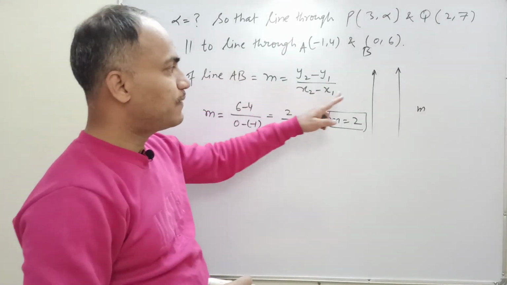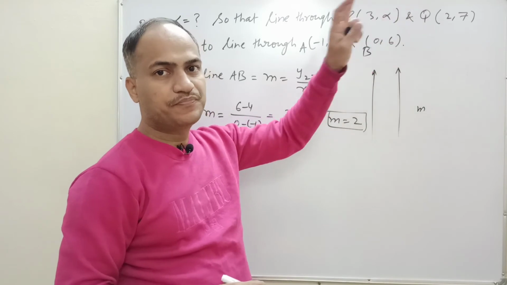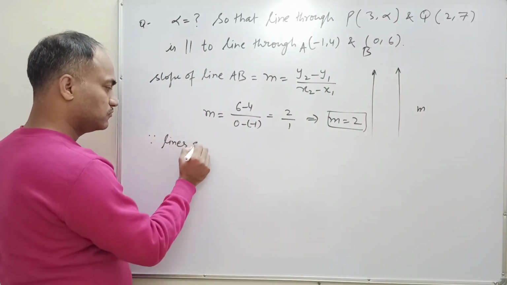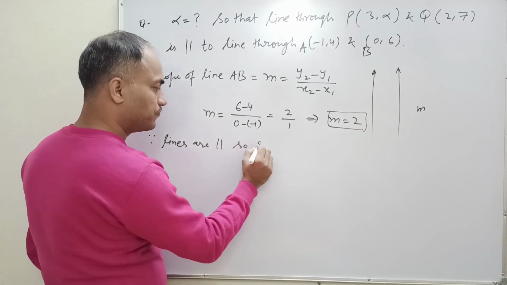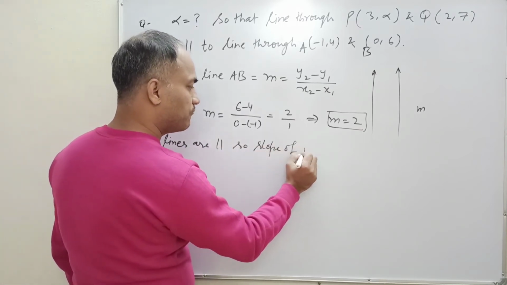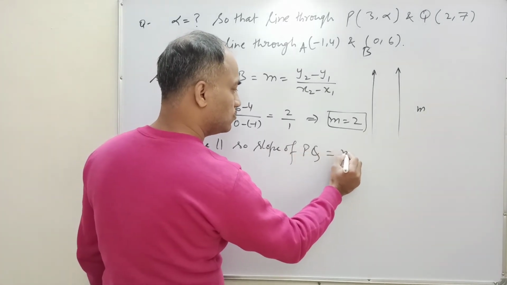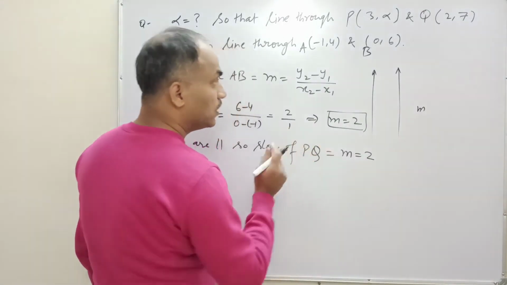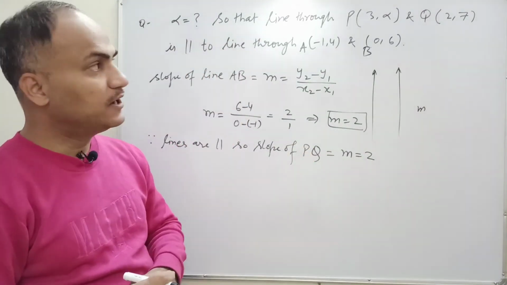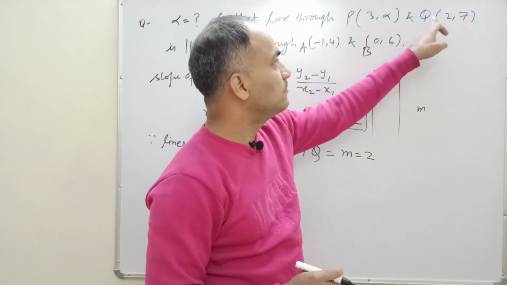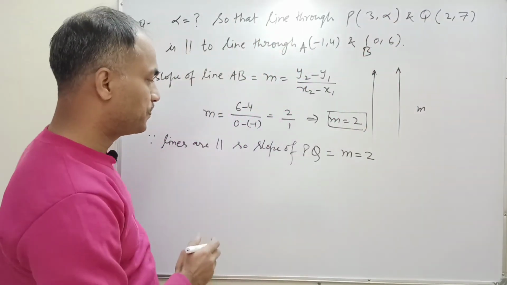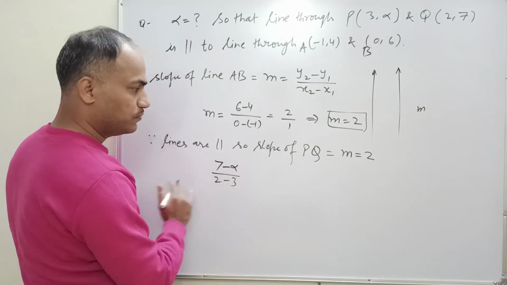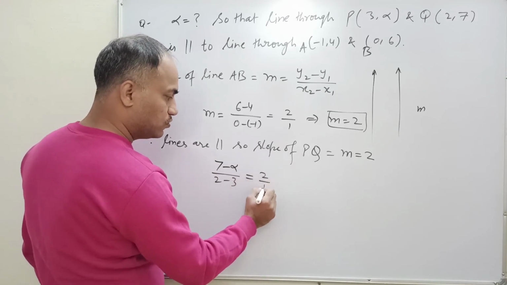Now since lines are parallel, slope of PQ will also be 2. Since lines are parallel, slope of PQ is also equal to m, and it is also equal to 2. Now let us apply the slope formula here. So this is 7 minus alpha and 2 minus 3. This is the slope of PQ line, and it is equal to 2.